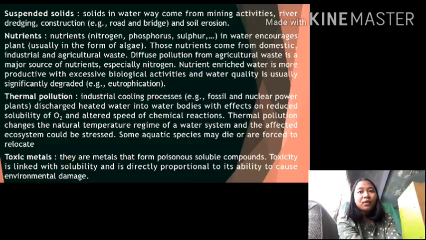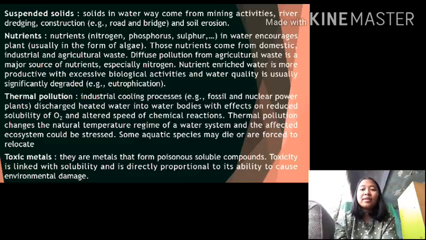Suspended solids. Solids in water may come from mining activities, river dredging, construction, i.e. road and bridge, and soil erosion. Next, nutrients. Nutrients, nitrogen, phosphorus, sulfur, in water encourage plant growth, usually in the form of algae. Those nutrients come from domestic, industrial, and agricultural waste. Diffuse pollution from agricultural waste is a major source of nutrients, especially nitrogen. Nutrient-enriched water is more productive with excessive biological activities, and water quality is usually significantly degraded, i.e.